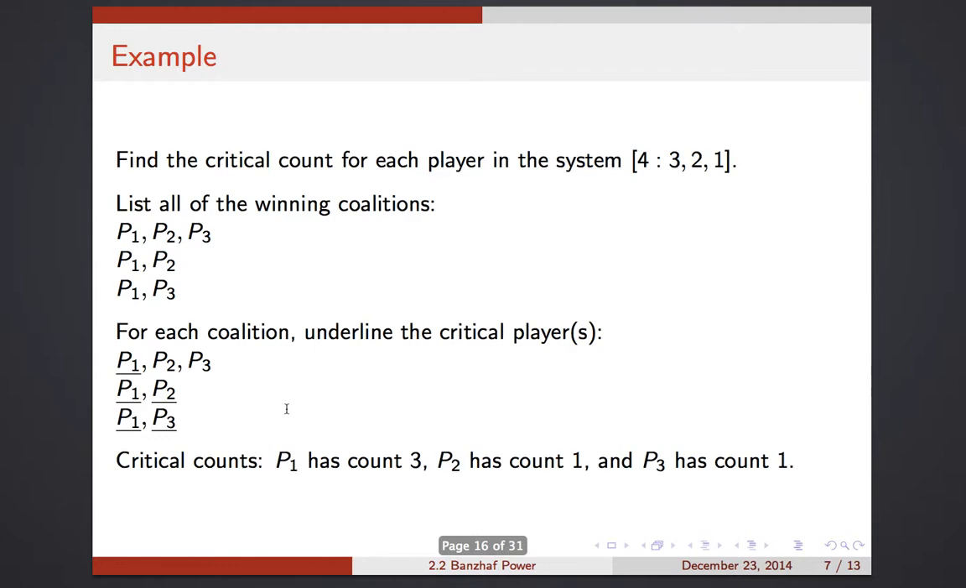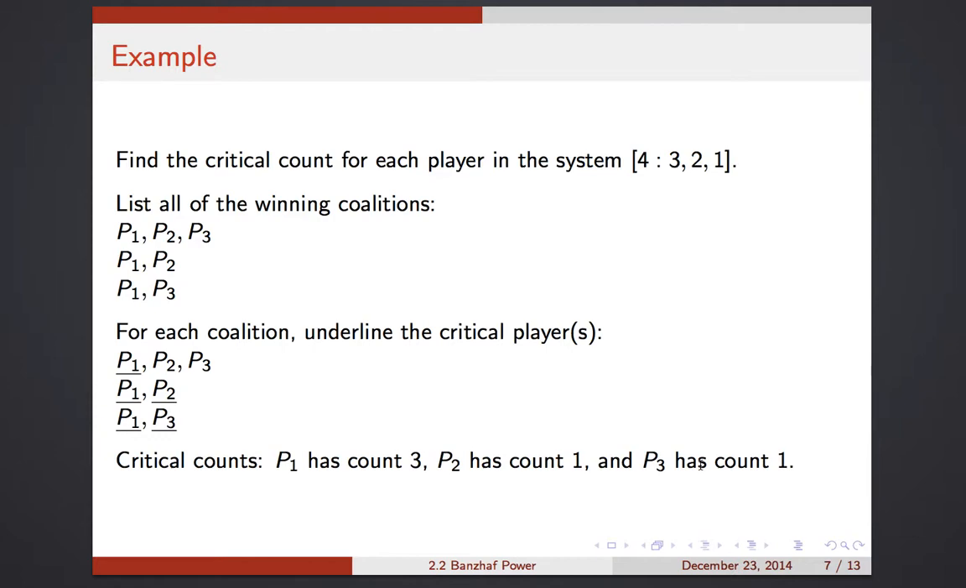Okay, so if you want to compute the players' critical counts, once you've done this work here, where you've listed all the winning coalitions, and you've underlined each critical player inside each winning coalition, all you do now is count the number of times you underlined each player. So player 1 was underlined 3 times, so his critical count is 3. Player 2 was underlined 1 time, so his critical count was 1, and player 3 was underlined 1 time, so his critical count is 1.